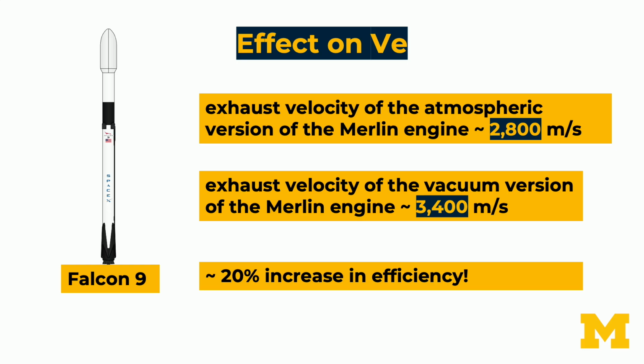The first stage has atmospheric versions of the engines. Then you get rid of that after you launch. And then when you're in space, you use the vacuum version, which gives you a higher exhaust velocity, and so you can get a better thrust from that.